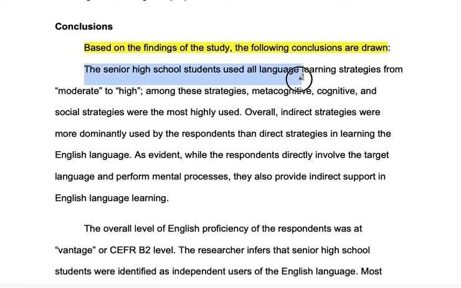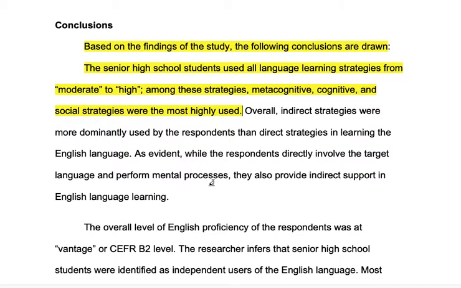Senior high school students use all language learning strategies from moderate to high. Okay? And then you write your inference as evident. While the respondents directly involve the target language and perform mental processes, they also provide indirect support in English language learning. So this is based on the theories presented in this paper on indirect and direct strategies.